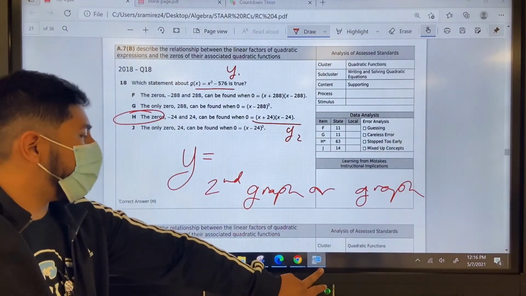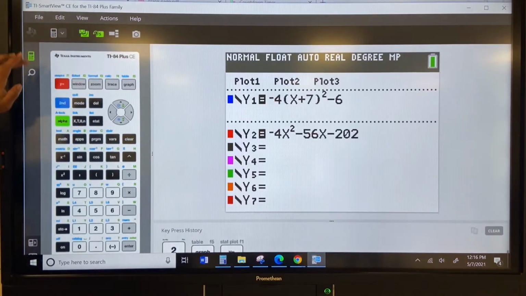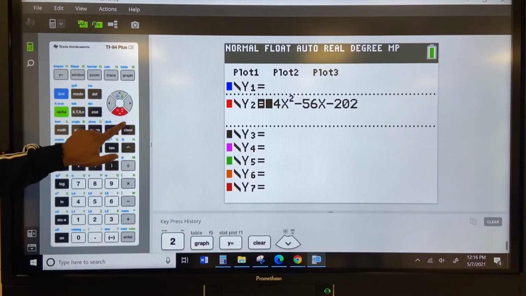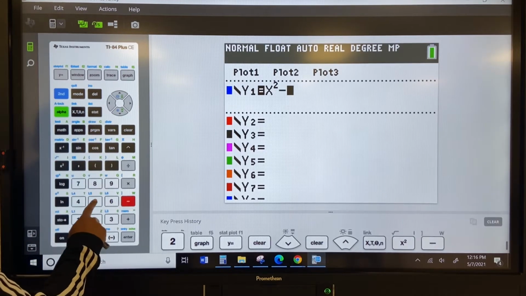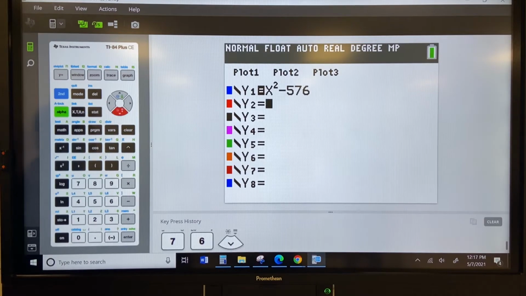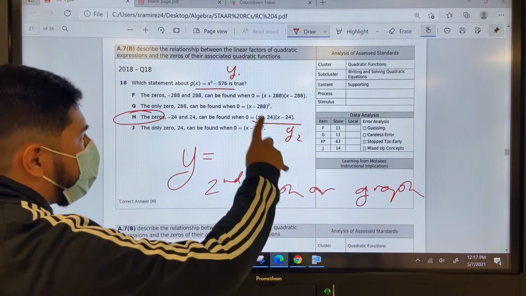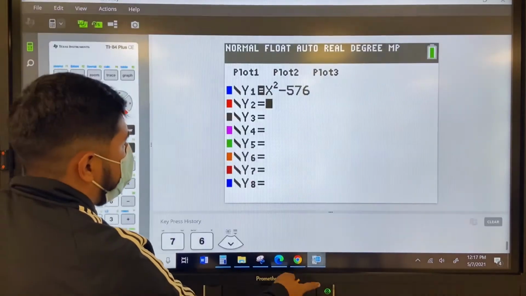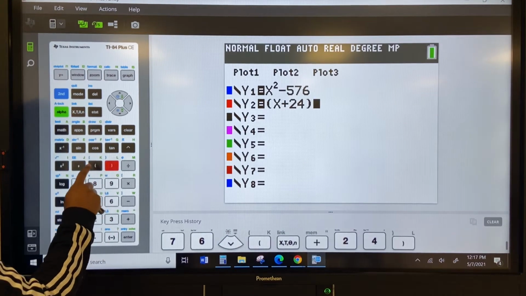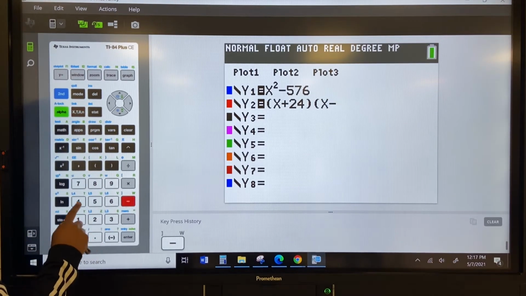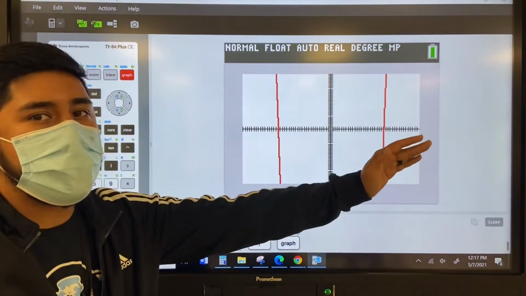X squared minus 576. Y equals x squared minus 576. Go to the bottom. X plus 24, x minus 24. X plus 24, x minus 24, and we can graph it. Boom, boom. Right on top of each other.